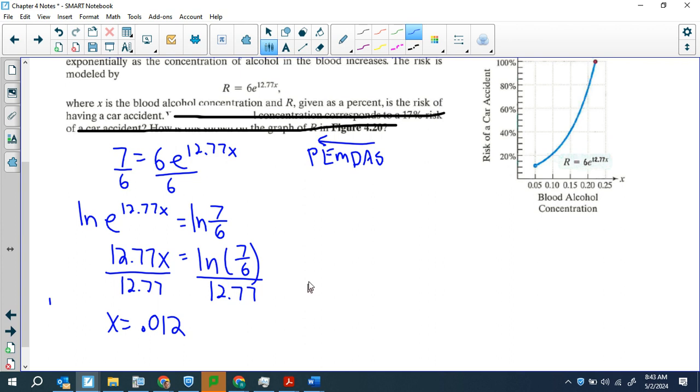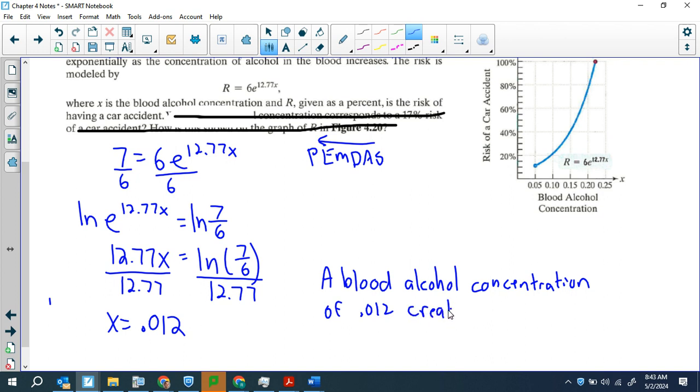So you can say a blood alcohol concentration, you could do BAC too, so blood alcohol concentration of 0.012 creates a 7% risk.